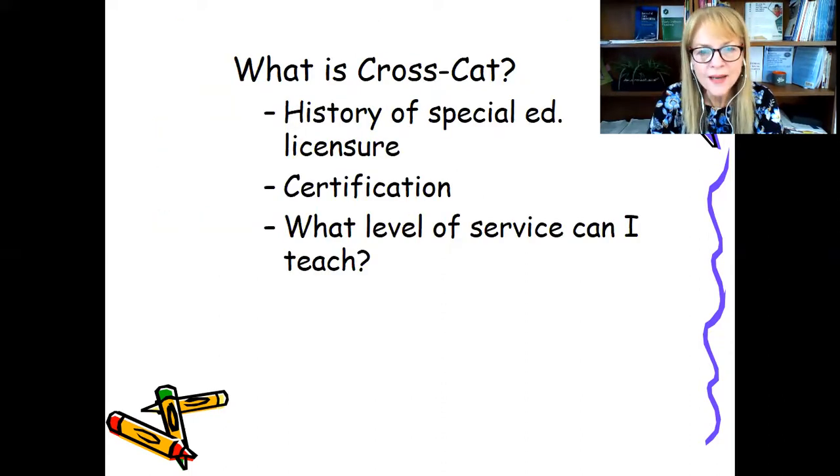First, what does cross-categorical mean? Cross-cat stands for teaching students with exceptionalities in cross-categorical settings. To understand what it is, it helps to know a little bit of the history of special education. Prior to the 70s, all children with disabilities were segregated and bused to special schools in the state residential or day school setting. Remember the movie Forrest Gump?